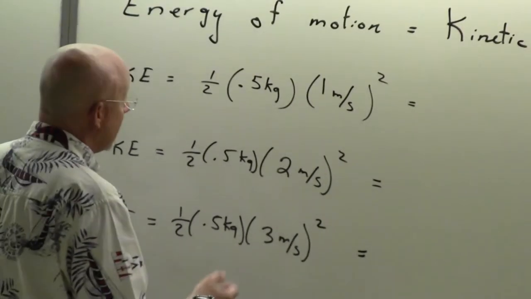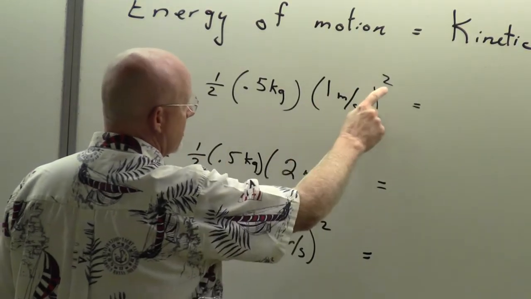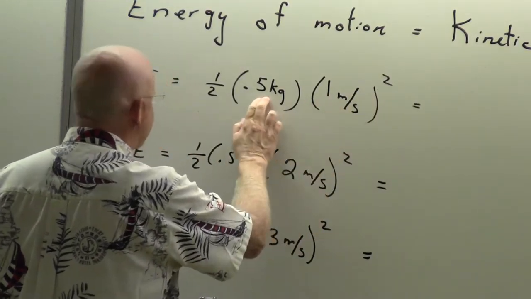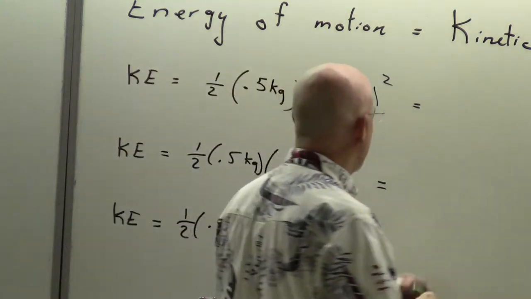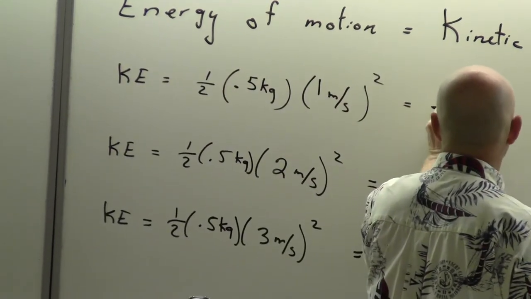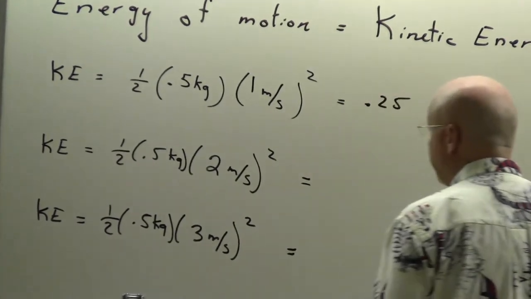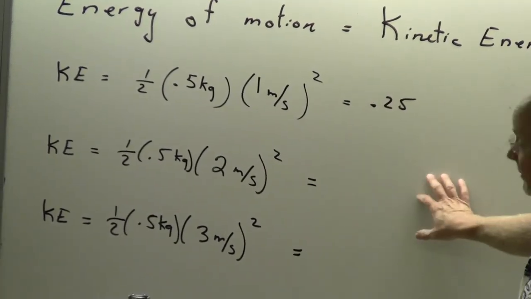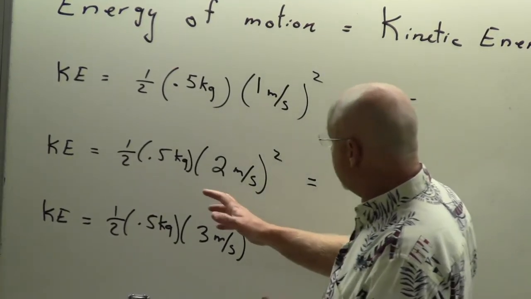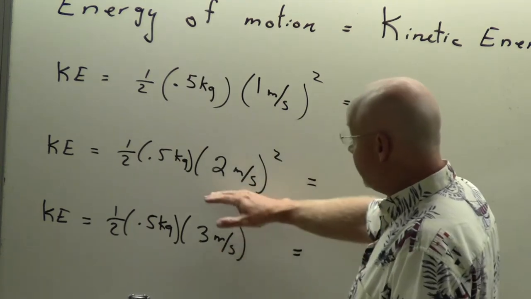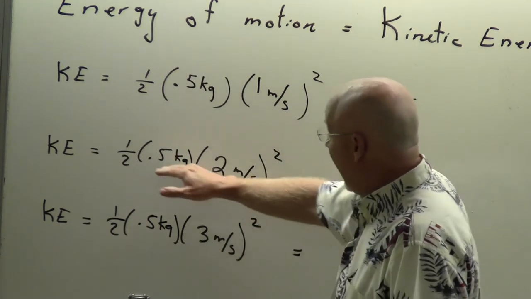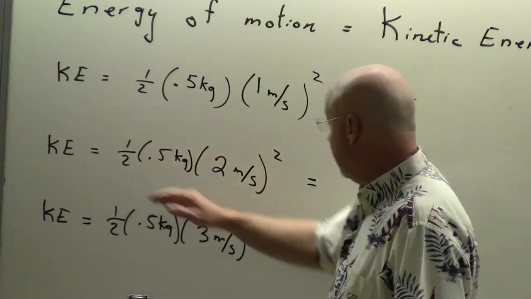Okay, so let's see. I have a 1 squared, that's a 1, times a half times another half. That makes overall a quarter. So I'll put that as 0.25. Let me hold off on the units for just a second. Let's try this one here. 2 squared is a 4. Half of that is 2. Half of that is 1.